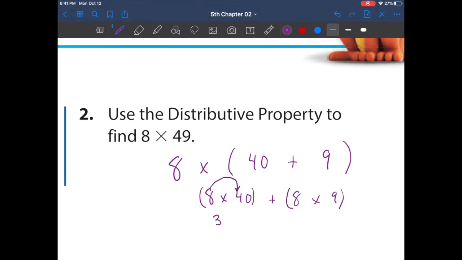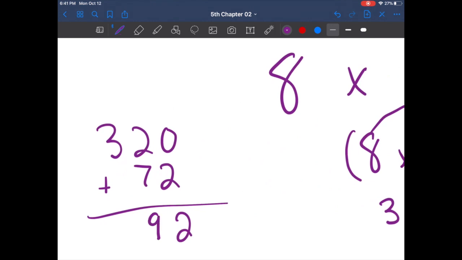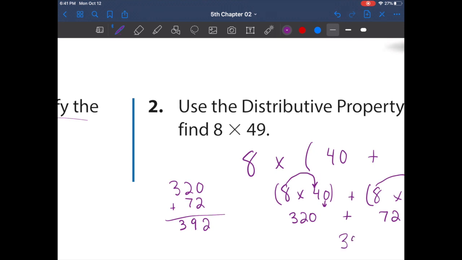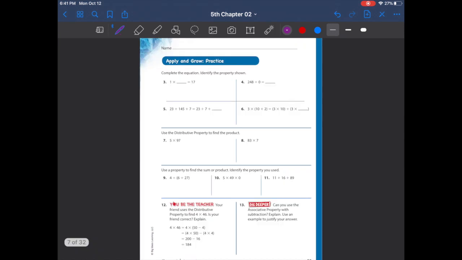So let's figure this out. I know 8 times 4 is 32. I'm going to add the 0, so that's 320. Plus, I know 8 times 9 is 72. So all I need to do now is add these two together. So 320 plus 72. 2 plus 0 is 2. 7 plus 2 is 9. And 3 is all by itself. So the answer for this problem is 392.